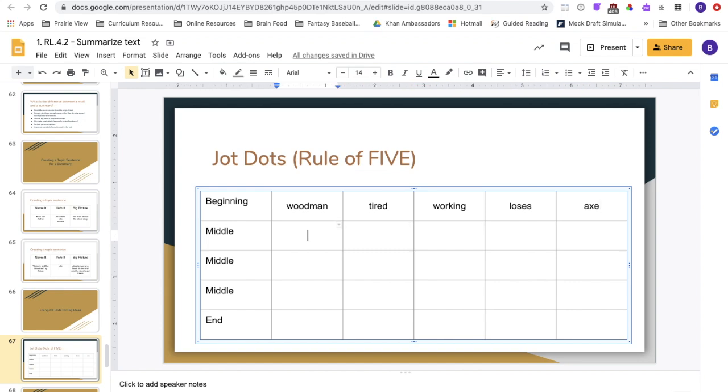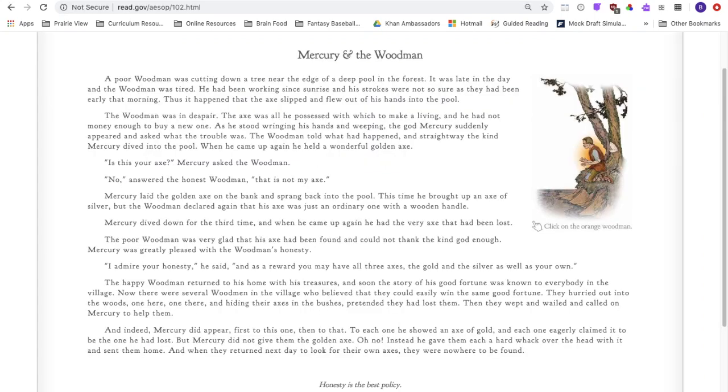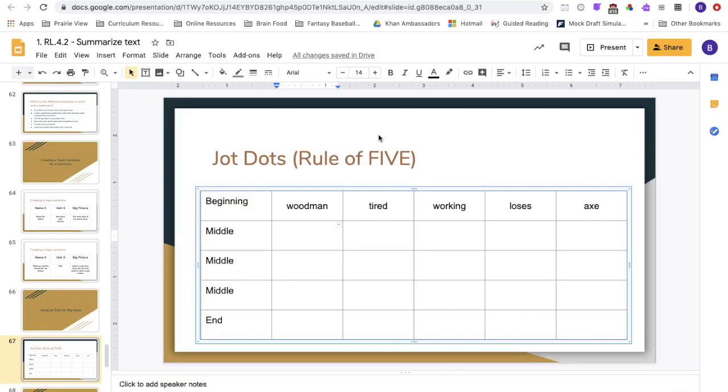Okay, so after he loses his axe, now we've got some of the middle. All right, he was in despair. He had to have that to make money. Couldn't buy a new one. He was sad, and then Mercury shows up and he talks about what happens. All right, so we'll say upset. Let's see, upset and Mercury. And let's see, finds golden axe. Okay, so now the man's upset, and we know that's upset. We know that Mercury's not upset. So we know that the woodman is upset.